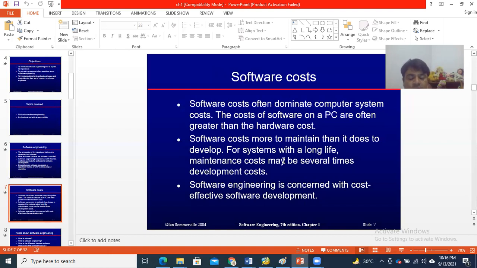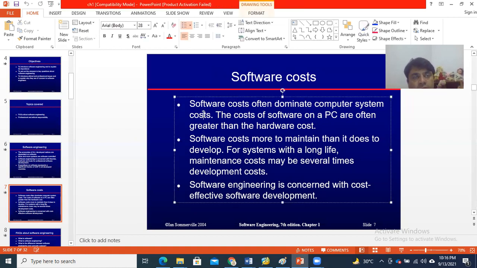Now we come towards the slide. Software cost often dominates computer system cost. If you look around, you will see there are different application softwares that are very expensive. For example, Oracle license software for 10 systems or 100 systems. So there will be a difference in cost.